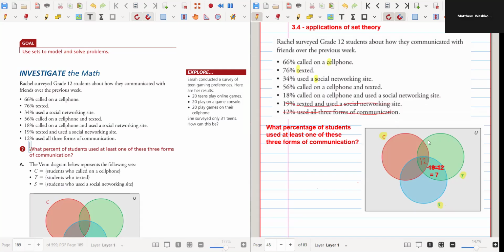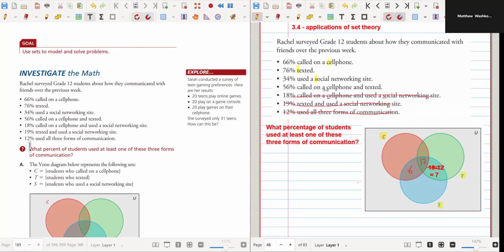So again, why did I get the 7? Because this whole part here is technically 19, yes, 19's here, but I know that 12 of these guys use all three. All right. So now we have 18% who called on a cell phone and used a social media site. So cell phone and social media, they're looking at this part here. And just as before, if there's 18% here, 12 of that goes there. So actually, 18 minus 12, it's 6 in this case.